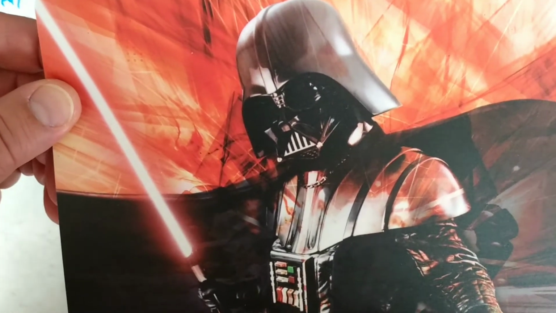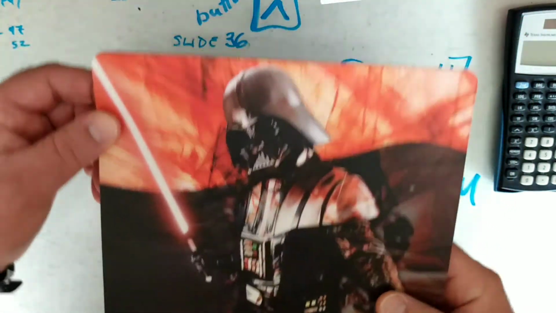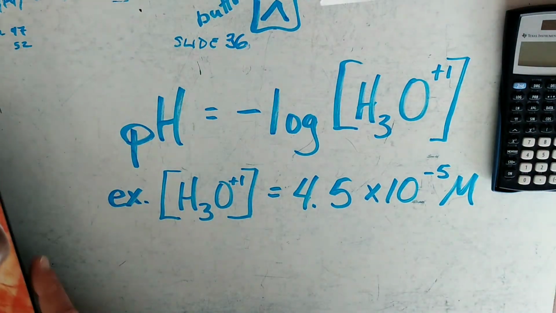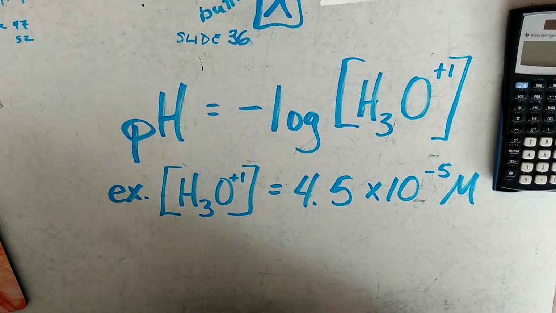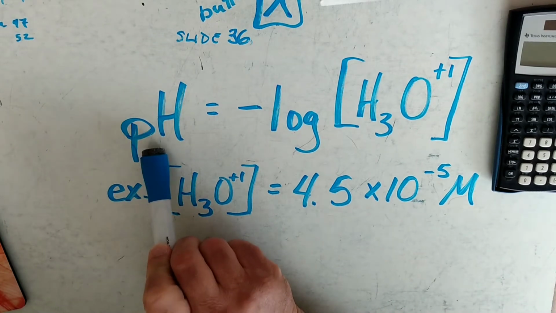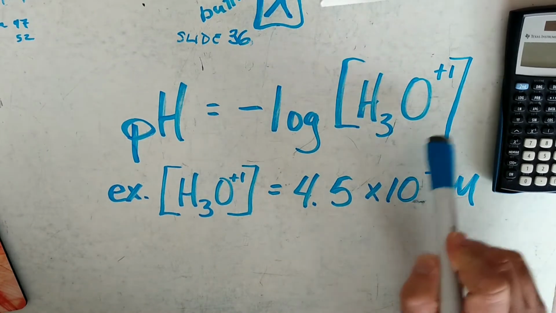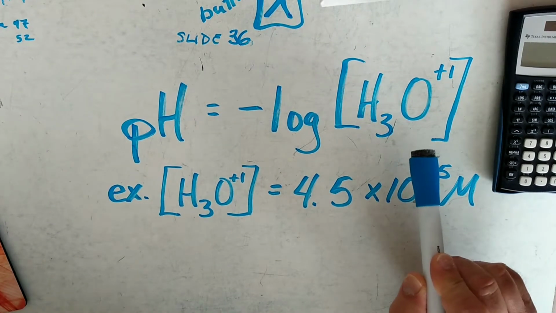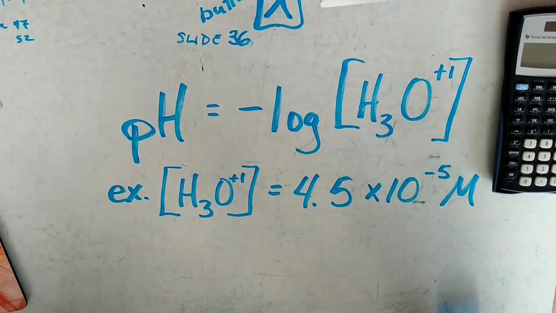All right, let's take a look at one of your problems in calculating pH. Now, we've already gone through this in your notes. I want you to take a look at this though, because our pH is going to equal the negative log of the hydronium ion. And sometimes you're going to see equations that may have the hydrogen ion, same thing.